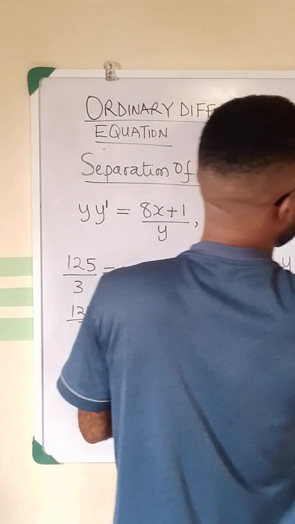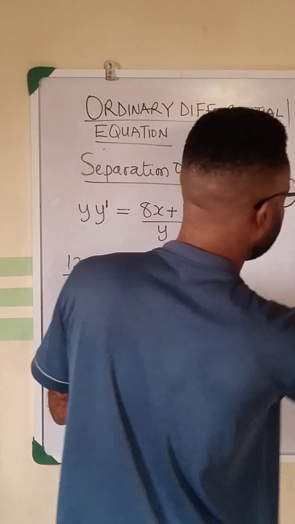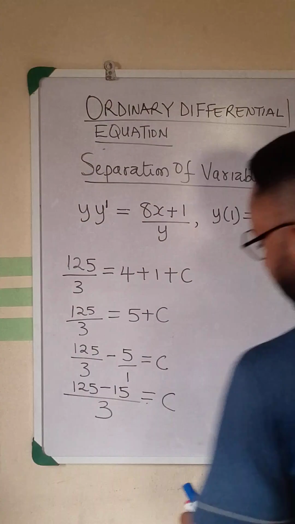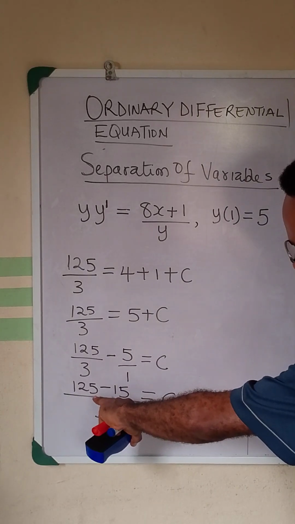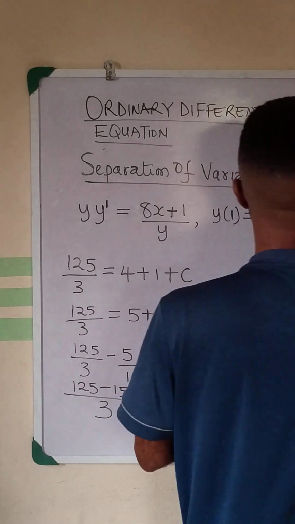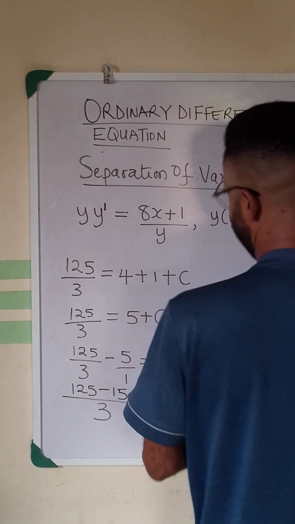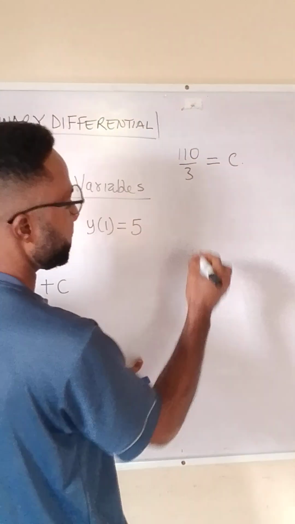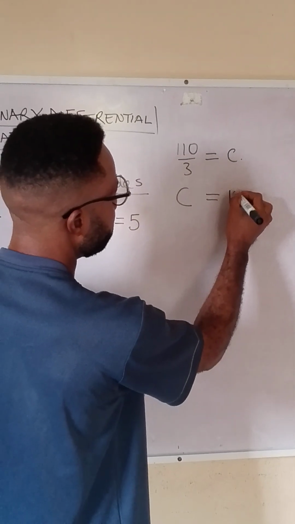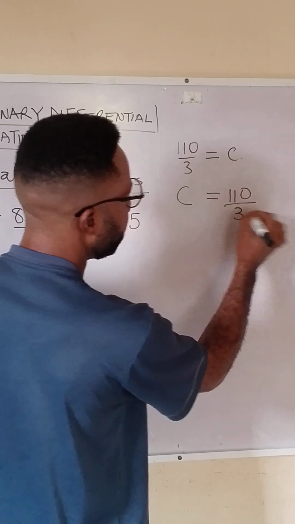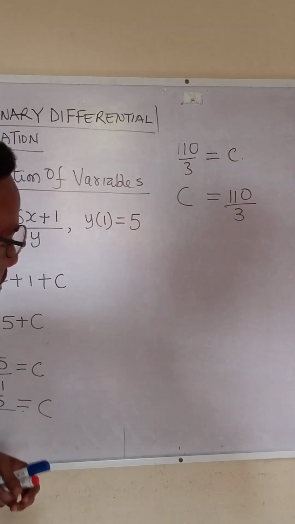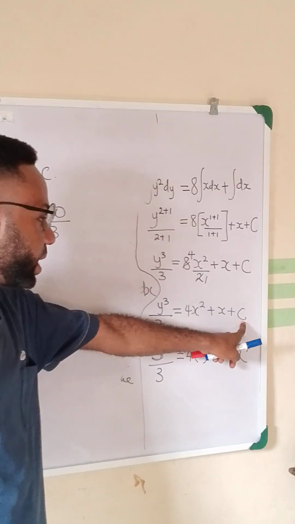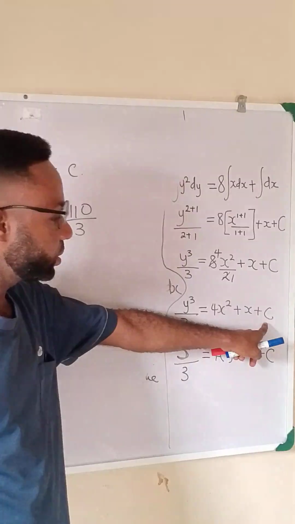Let's continue our solution here. 125 minus 15 will give us 110, and it's divided by 3, equal to c. So this implies that c is equal to 110 all over 3. That's the value of c. And so we can now bring that value into this equation.